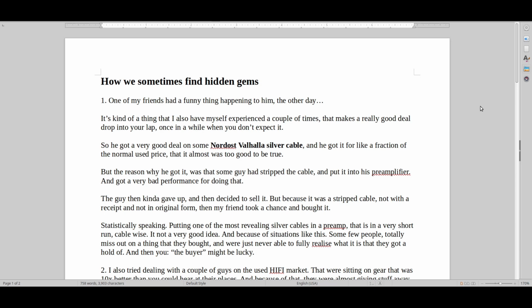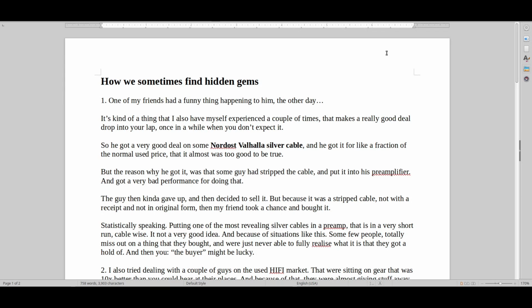Let me tell you about how we sometimes find hidden gems in the hi-fi market. So one of my friends had a funny thing happening to him the other day. It's something I have also experienced a couple of times, that makes a really good deal drop into your lap once in a while when you don't expect it.